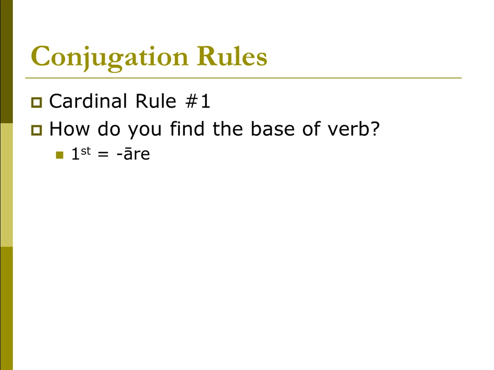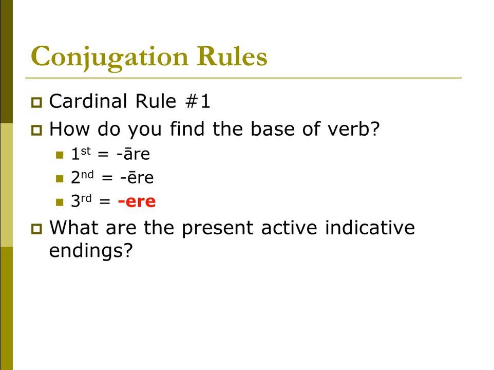For the first conjugation, the infinitive ending is long ARE. For the second conjugation, the infinitive ending is a long ERE. And for the third, what you have for the infinitive ending is a short ERE. So if you remove the RE, which is the infinitive ending from these, you are given your base. So for the third conjugation, your base will be a short E.